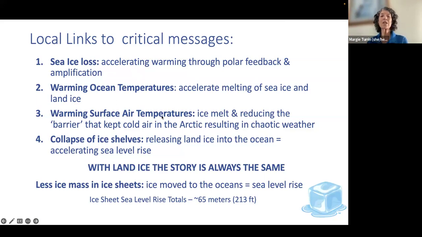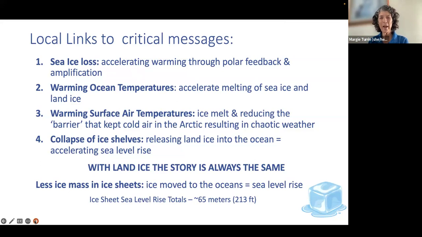Warming surface temperatures, again, are going to melt more ice, reducing barriers for keeping that cold air in the Arctic. So we have more chaotic weather, which we've been seeing. And then the collapse of those ice shelves is, again, just releasing more ice into the oceans. So those are all the messages.